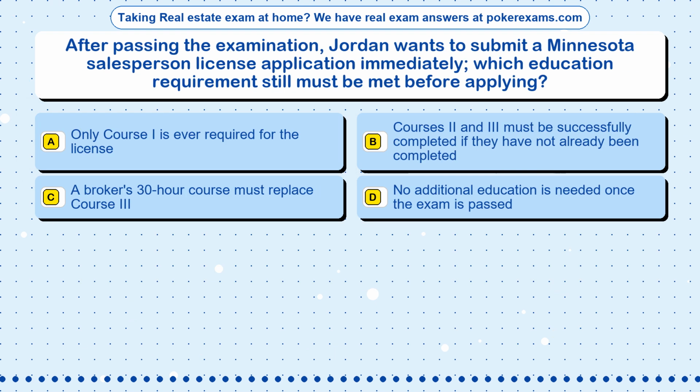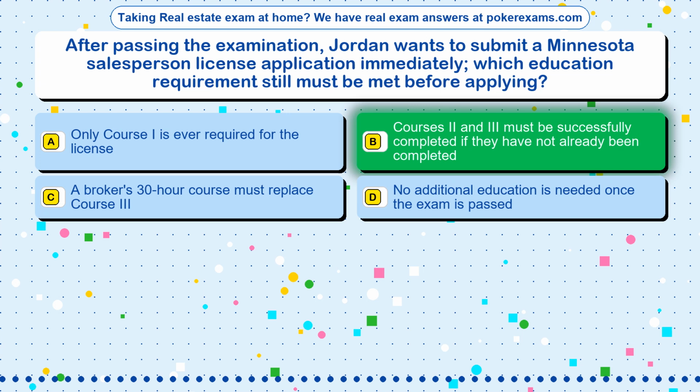Question 26. After passing the examination, Jordan wants to submit a Minnesota salesperson license application immediately. Which education requirement still must be met before applying? Option A. Only course 1 is ever required for the license. Option B. Courses 2 and 3 must be successfully completed if they have not already been completed. Option C. A broker's 30-hour course must replace course 3. Option D. No additional education is needed once the exam is passed.